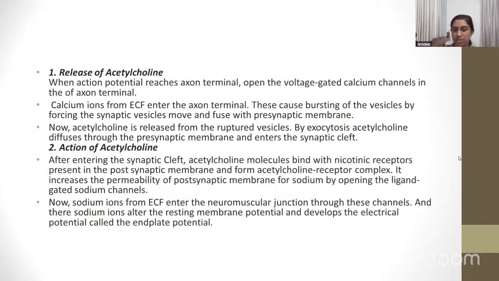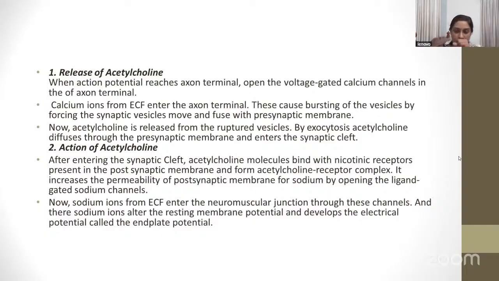When the action potential reaches the axon terminal, it opens the voltage gated calcium channels. So axon terminals have voltage gated calcium channels. Okay. So these voltage gated calcium channels will be opening, causing the vesicles containing acetylcholine to release into the synaptic junction. So calcium ions from the extracellular fluid enter the axon terminal. So what is the structure that is responsible for the release of calcium? It's the sarcoplasmic reticulum that is present in the muscle.